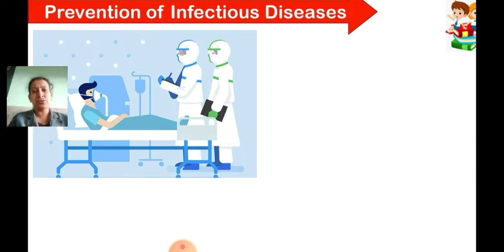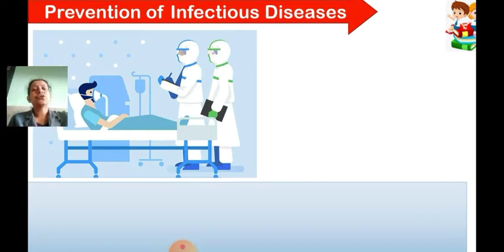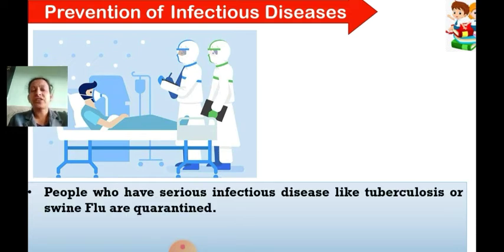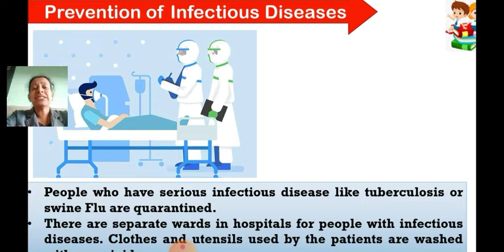And nowadays COVID-19 patients also, if they are found, are quarantined or kept separate, so that the disease does not spread to other people. Okay, so such people who have infectious diseases like tuberculosis or swine flu are quarantined or kept separately from the other people. Even now you remember COVID-19. And there are separate wards in the hospital for people with such infectious diseases.